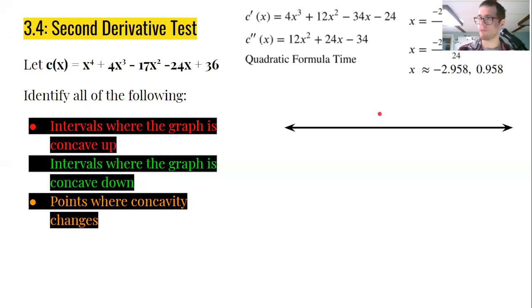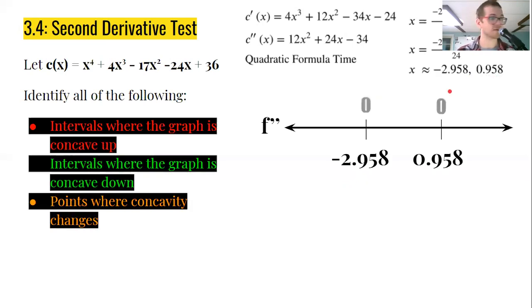There's my number line. And remember, whenever you make a sign chart, always label it. Is it f, f prime, f double prime? I'm labeling this one as f double prime because I want to know what it is. Now, these are possible points of inflection. So I'm going to put a spot for each of them, label them, and mention that f double prime is 0 at both those spots.